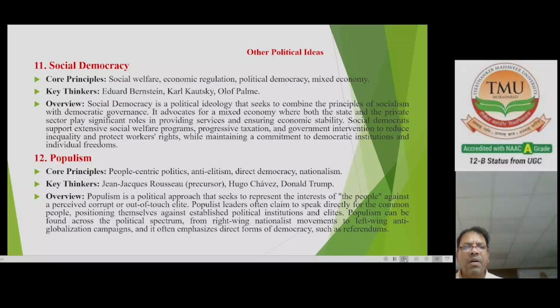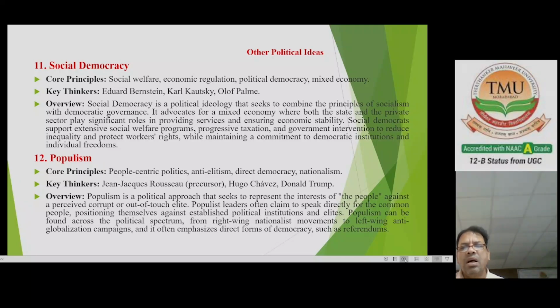Next is social democracy. Social democracy basically relates to social welfare, economic regulation, political democracy, and a mixed economy. Social democracy is a political ideology that seeks to combine the principles of socialism with democratic governance. It advocates for a mixed economy where both the state and the private sector play a significant role in providing services and ensuring economic stability.